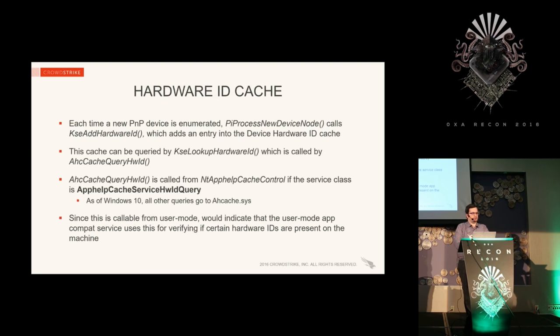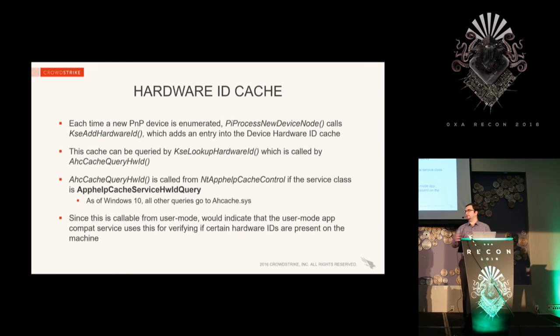KSC also implements a hardware ID cache. Not 100% sure what this is used for, but basically anytime plug and play discovers a new device, it's going to capture the whole hardware ID and then add it into another cache database. And then there's an app help function, NtApphelpCacheControl, that you can call from user mode, which is used by the application helper service. And this basically lets you query the hardware ID. So it's a very simple way of knowing, is this hardware present on your machine?